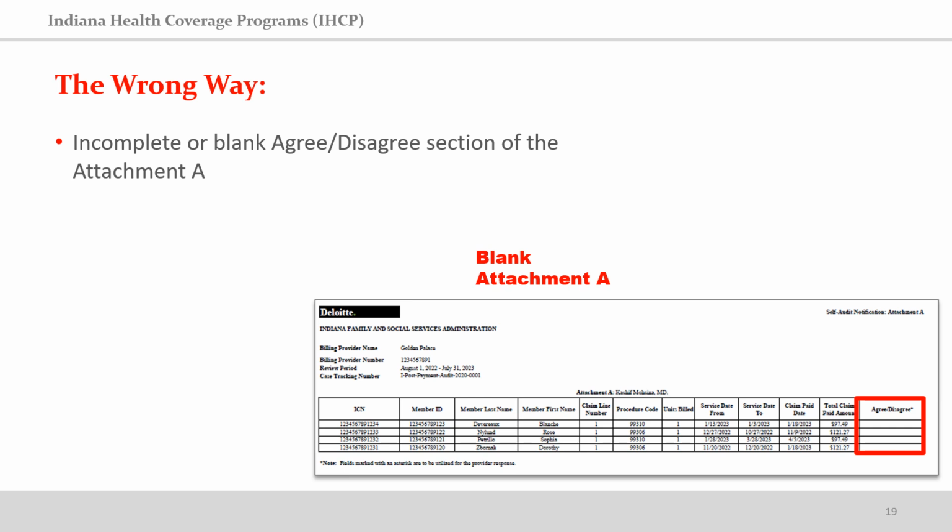Some common issues OMPP has identified regarding providers submitting documentation for review are: the Agree-Disagree section of the Attachment A form is blank. This section of the Attachment A form must be completed. This information is essential for OMPP to understand the provider's responses to the requested self-audit claims. The supporting documents aren't uploaded to SFTP.